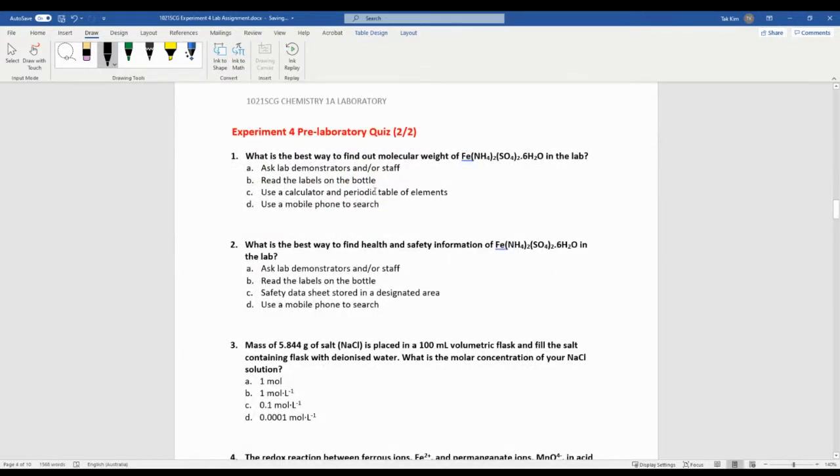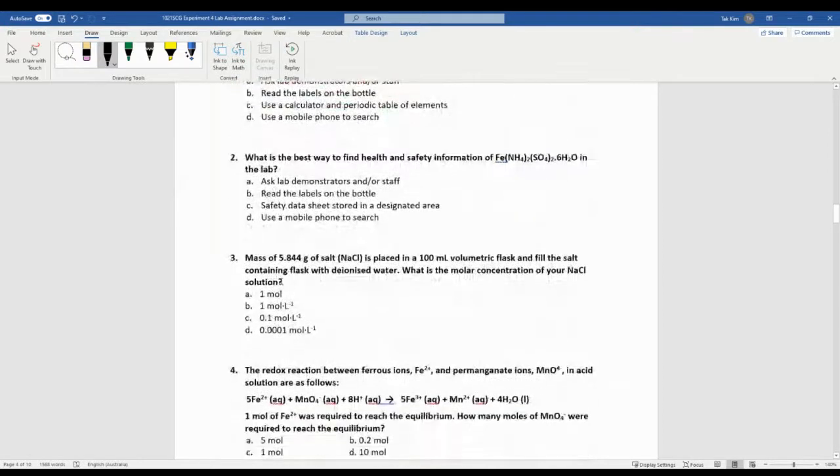Number 1 and 2 are really important for your lab, and the answer should be B for both. You always need to read the labels before you do anything. It is not really mandatory, but when you have a look at the labels on a bottle of chemical, you will see a lot of information, much more than you can imagine. And then number 3 is calculating molarity. You should be able to do it without any trouble.